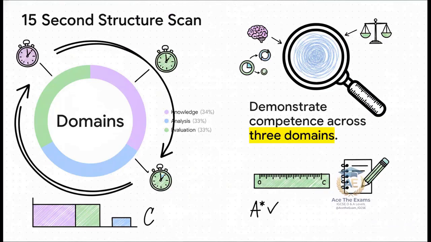Okay, so picture this. When I log into the marking portal at 6 in the morning and load up the day's first batch of scripts, the clock is ticking. The absolute first thing I'm doing is running what we call a 15-second structure scan. I'm glancing over your response to check if you are demonstrating competence across three very distinct cognitive domains: knowledge, analysis, and evaluation. Now, a typical C-grade candidate usually gives me a massive, overwhelming slice of knowledge. They can perfectly recite the textbook definitions of research and development. That's great, but they completely miss the analysis and evaluation slices.